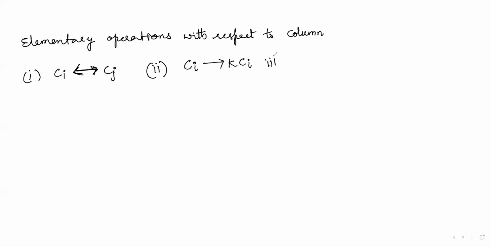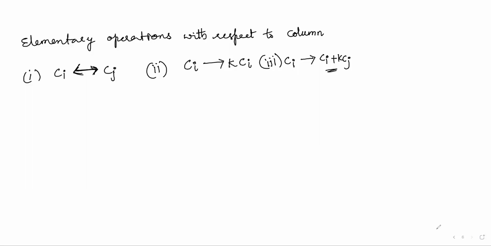The third operation is you can multiply a constant to any column and add it to the other column, meaning the corresponding elements of the other column. K C J, like this, with respect to columns. Okay, these are very important, very important.